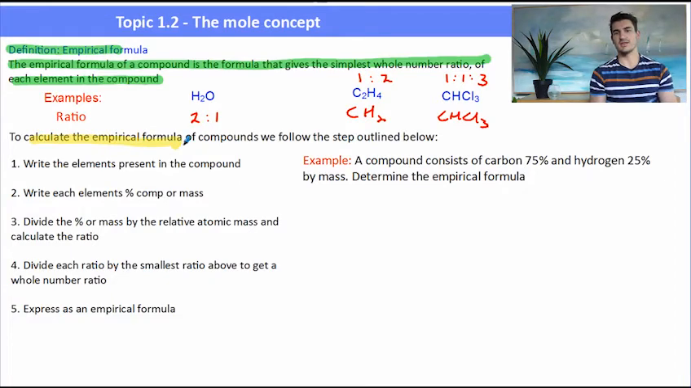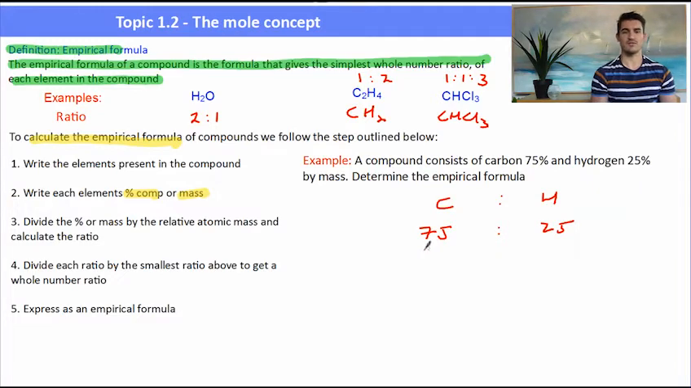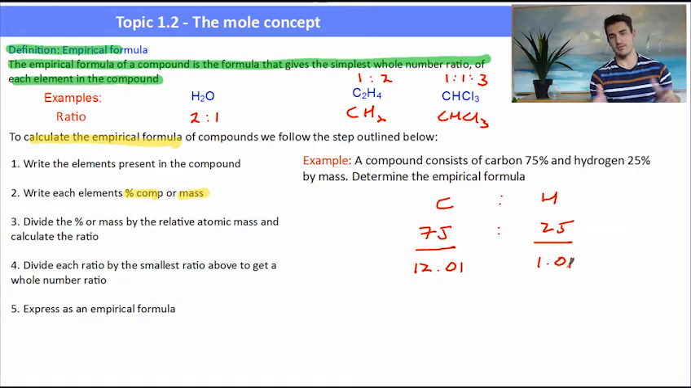Now the steps to work out an empirical formula are the same whether or not we have a percentage or a mass. So in this example we have a percentage of carbon and a percentage of hydrogen. And what we need to do is divide those percentages by the molar mass of the elements. So 75 divided by 12 for the carbon, 25 divided by 1.01 for the hydrogen gives us our values.